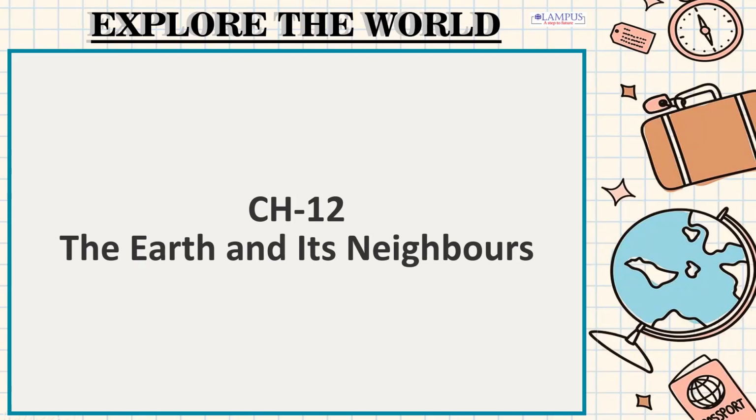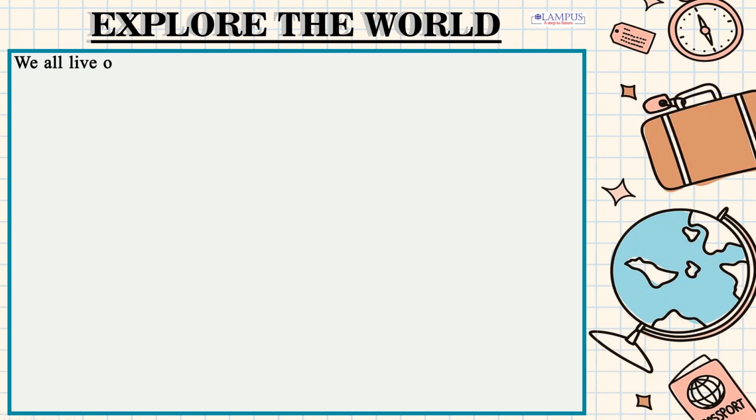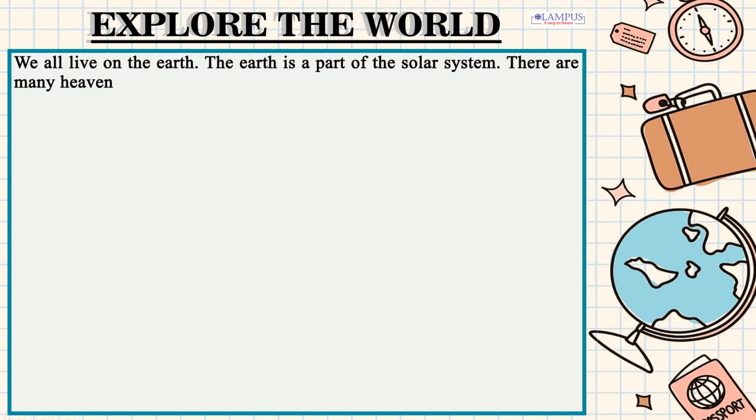Chapter 12. The Earth and its neighbors. We all live on the Earth. The Earth is a part of the solar system. There are many heavenly bodies in the universe such as stars, moon and many more.